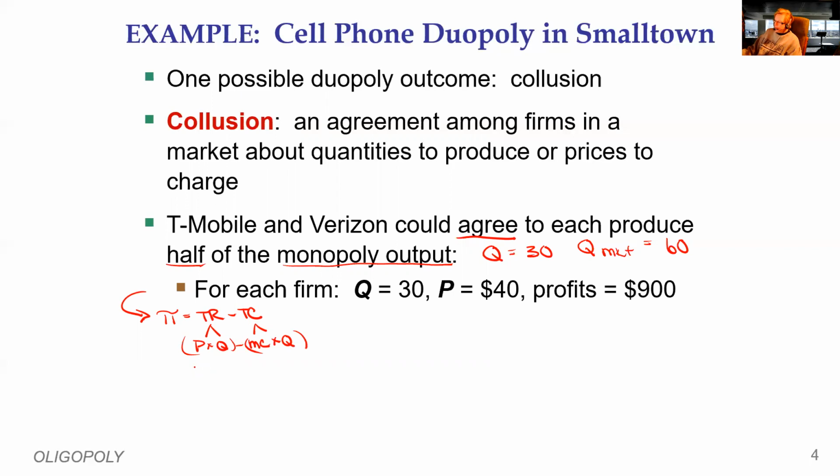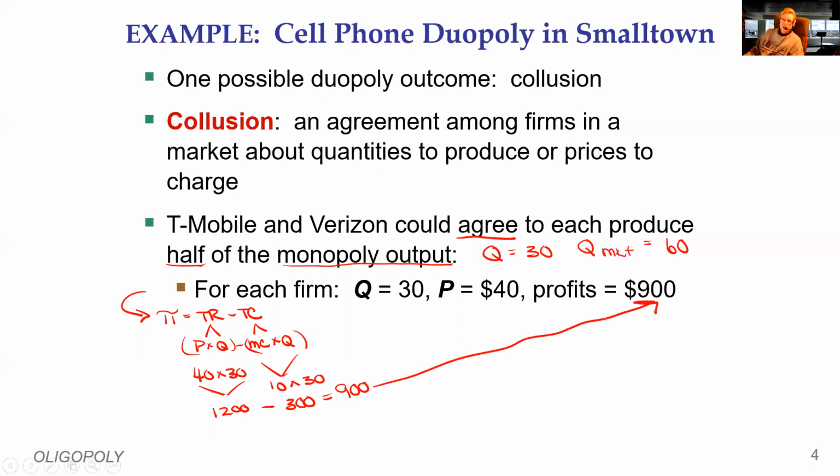Our price is $40. Our quantity that each is producing is 30. So that gives us $1,200. Our marginal cost is 10 times the quantity of 30. That gives us 300. If we subtract 300 from 1,200, we get 900. So that's where the 900 comes from.